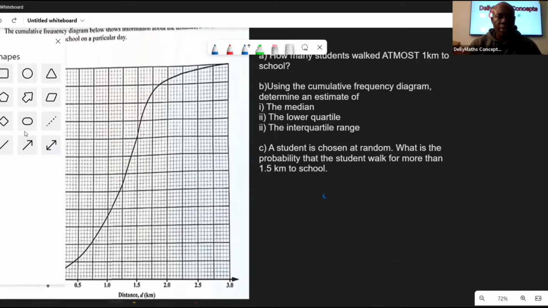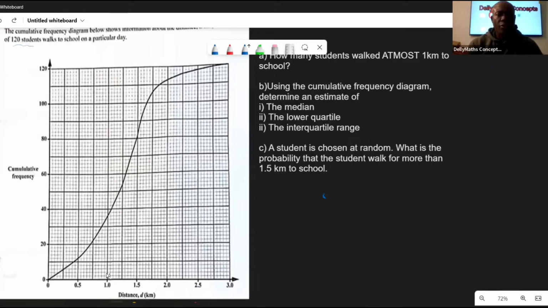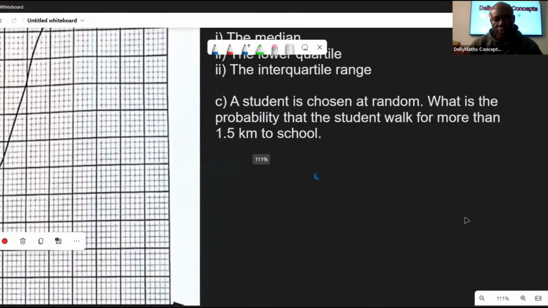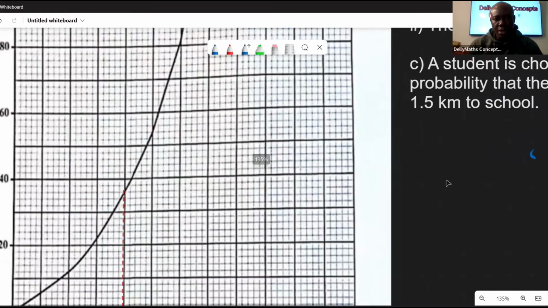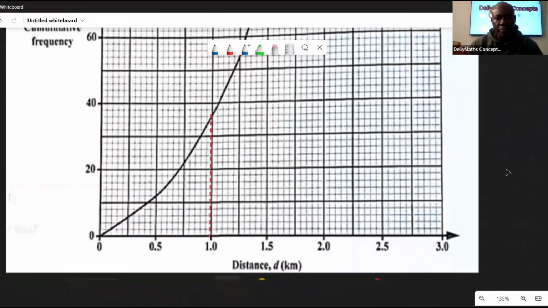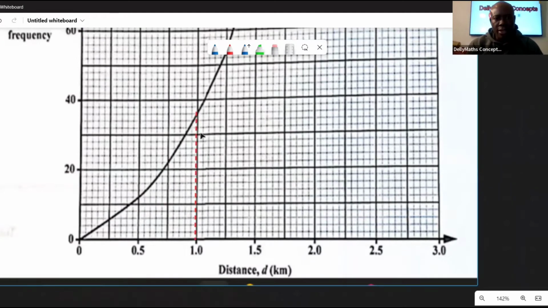So here's the thing. We're going to take a line up from the 1 kilometer and take it to the curve. We're not going to go through the curve, we're going to stop it on the curve right there. I could blow this up a little bit so we could see that 1 kilometer right there. We take it until it touches the curve.